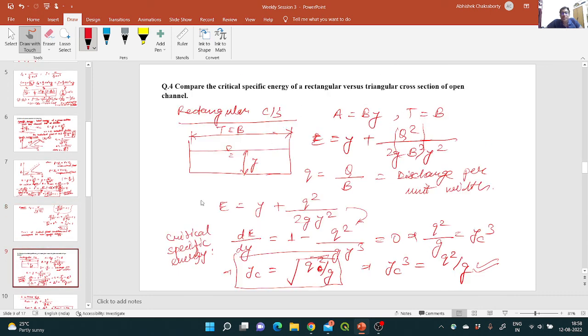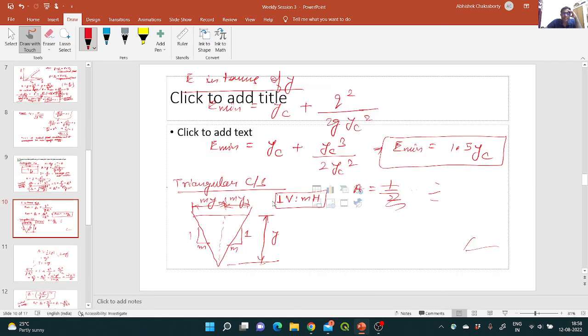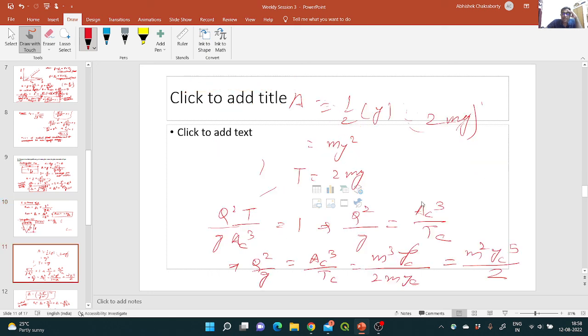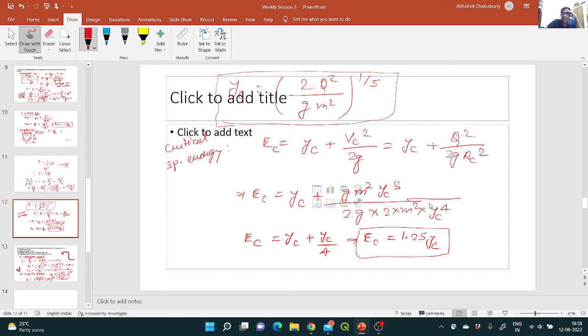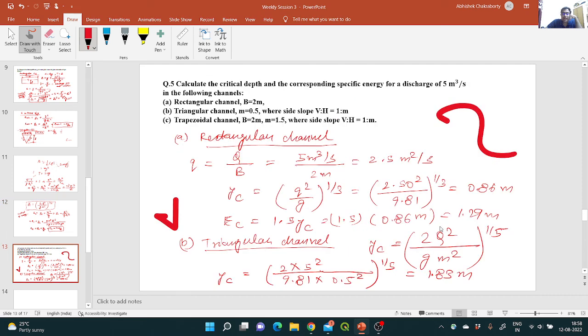Then, for the last question discussed today, we found out the critical specific energy for a rectangular versus a triangular cross section. We found out that the minimum specific energy for a rectangular cross section is basically 1.5 times the critical depth, and for a triangular cross section, it's basically 1.25 times the critical depth.